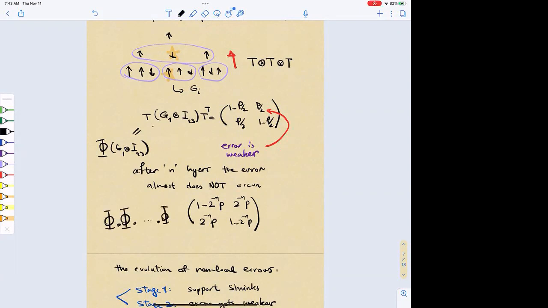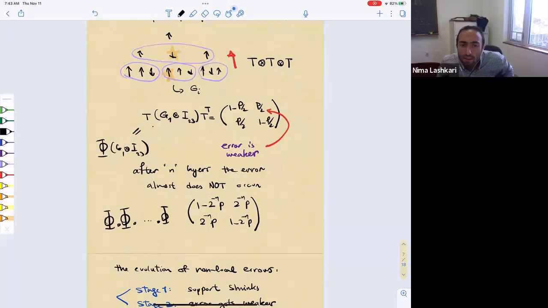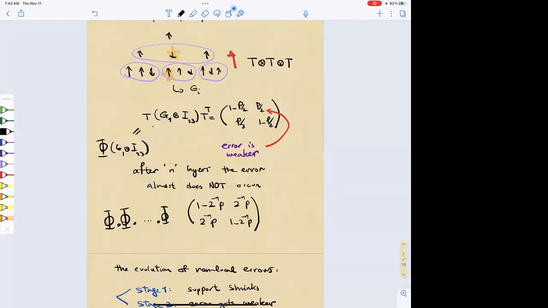But we are grouping the three spins. So shouldn't it be 3 to the power? Sorry? We are grouping 3 spins. Yes. So I thought it's a 3 to the minus 1.